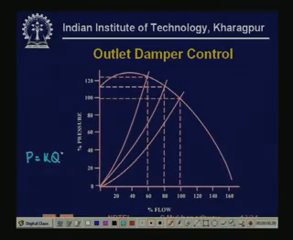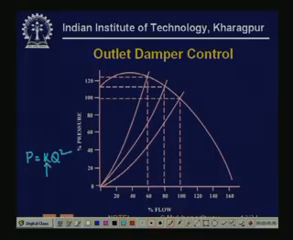As you are closing the damper, in this load characteristic of P equal to kq square, this k value is gradually increasing, which means that as the damper is closing, more and more pressure is required to drive a given flow, that is natural. So as the damper is closing, this curve is shifting this way, because k is increasing.